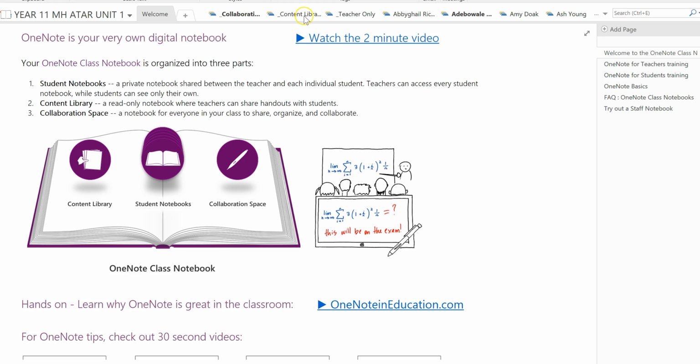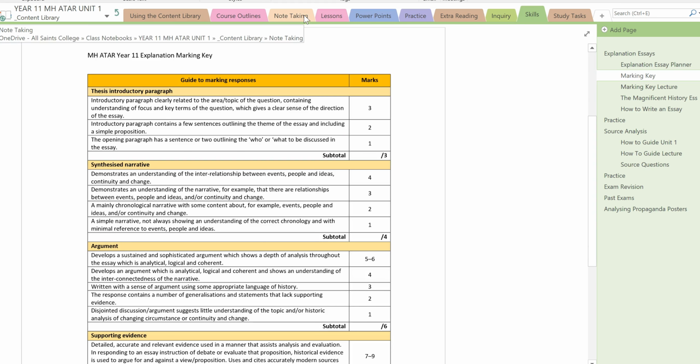So I just want to take you from the content library, and just over here we've got skills. So you have a set of areas there that can help you out with constructing your essay. This lecture will be sitting in here, and we've got a couple of tips down there, but the most important thing is to be able to understand the marking key.